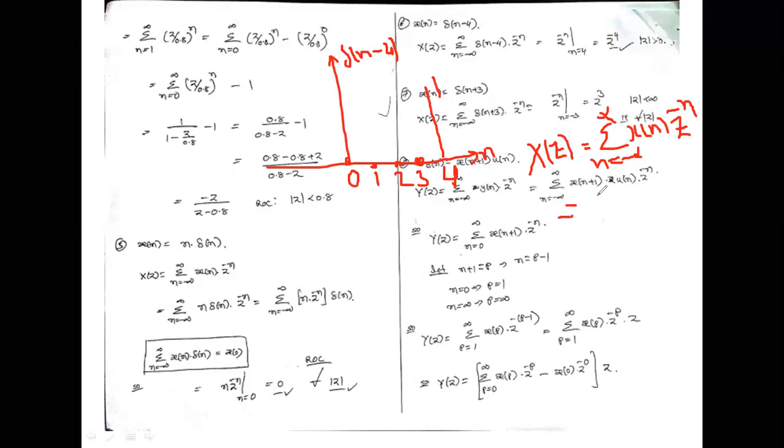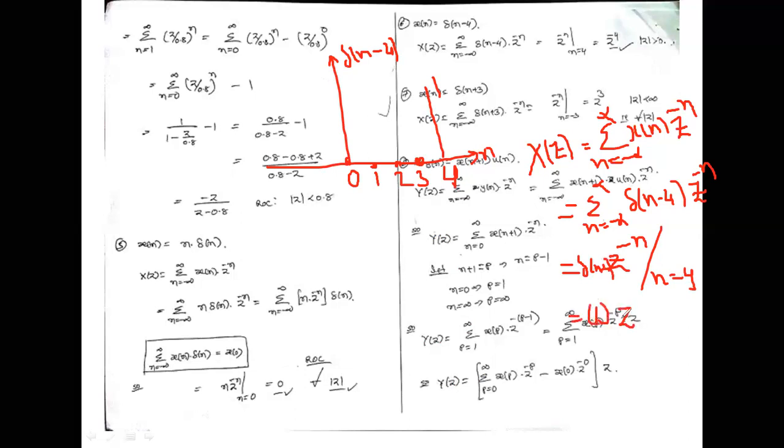So what is the Z transform of x of n given as the sum from minus infinity to infinity of delta of n minus 4 times z power minus n? The delta of n minus 4 is non-zero only at n is equal to 4. So z power minus n at n is equal to 4. Here, delta of n minus 4 at n is equal to 4 has the value of 1, and z power minus 4 becomes 1 by z power 4. So here, z power minus 4.